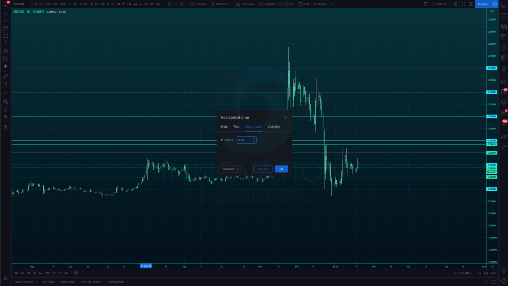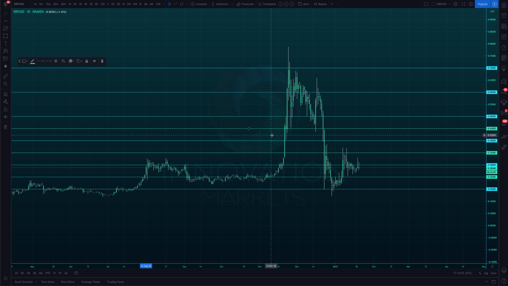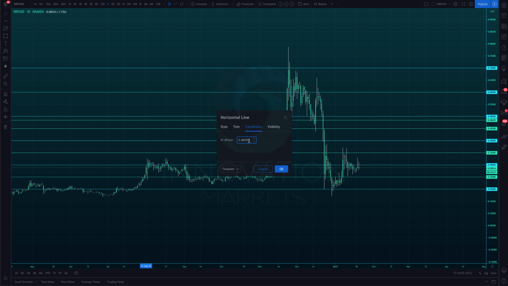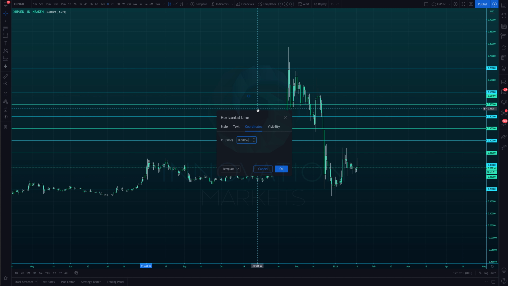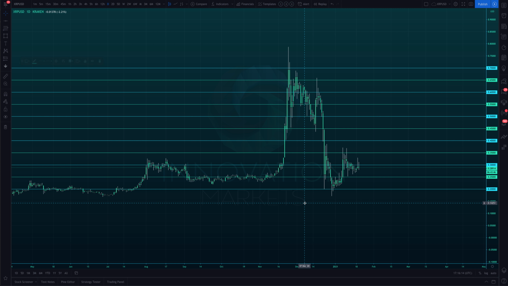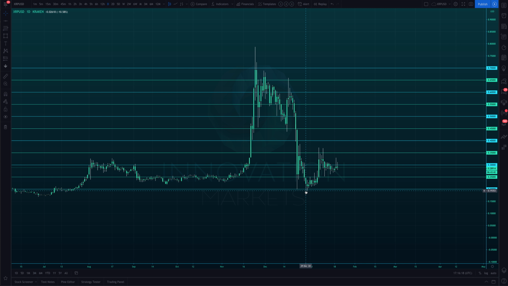Then 45, 55, and one more, 65. Now, obviously, this is chaotic, and even though it is simply just horizontal lines, it can still get a bit overwhelming and a little bit messy.